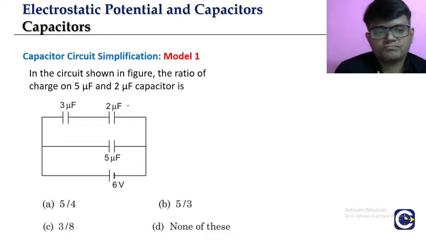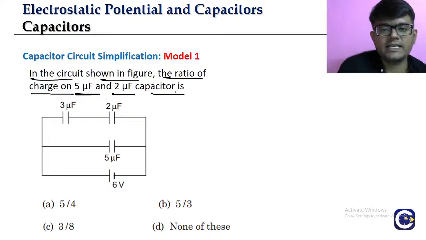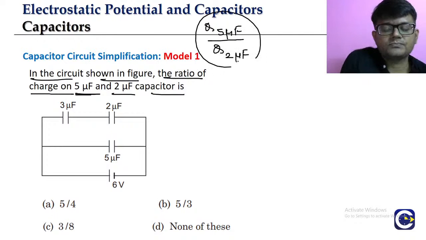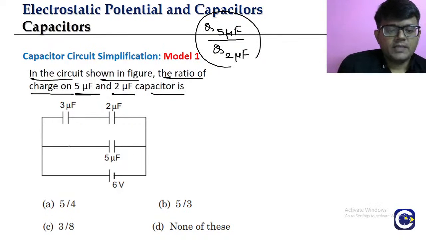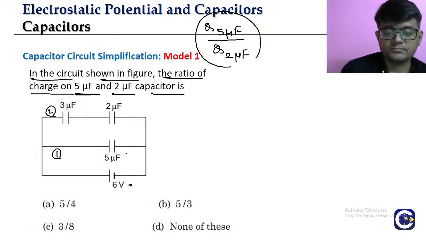In the question, in the circuit shown in the figure, the ratio of charge on the 5 microfarad and 2 microfarad is how much? What are they asking? Charge on the 5 microfarad is to charge on the 2 microfarad, they are asking the ratio. Okay? See, this is branch 1 and this is branch 2. Branch 1 is in parallel with the source voltage. Parallel, right? The branch 1 is in parallel with the source voltage.